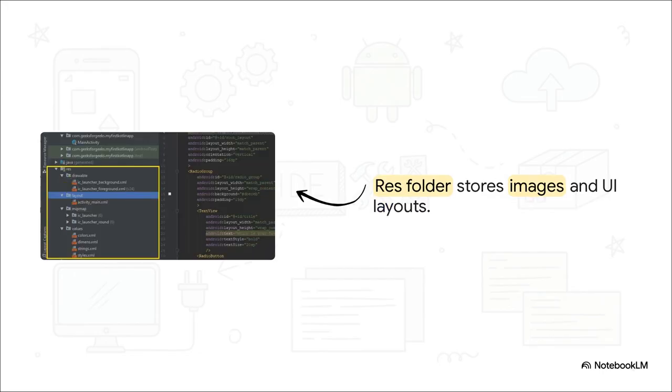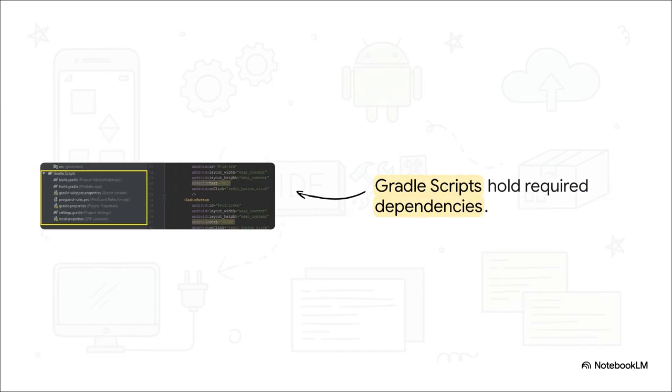Right below that is the Res folder, which stands for Resources. If the Java folder is the brain, well, the Res folder is the paint and canvas. It has a few subfolders that make your app actually look beautiful. The Drawable folder stores your image files. The Layout folder holds the XML files that define the user interface. And the Values folder holds files like strings.xml, which stores all your text labels, and colors.xml, which, you guessed it, stores your color codes.